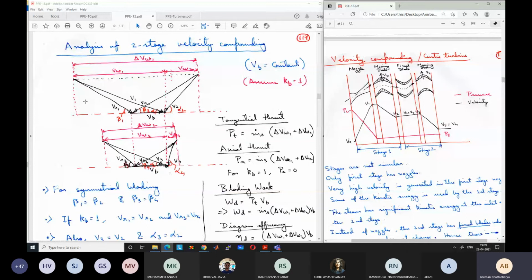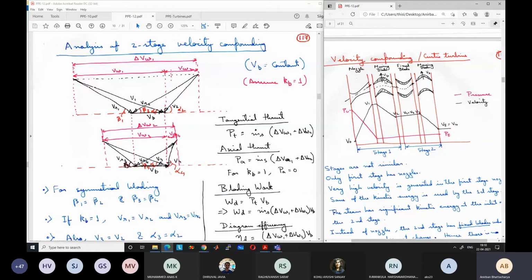Now for the second stage, the inlet velocity is V3 at an angle alpha 3 and the inlet relative velocity with respect to the blade is Vr3 at an angle beta 3. Blade velocity is still Vb. Blades are still moving with the same velocity, right? Because we will assume that the mean diameter is the same and rotational speed obviously has to be the same because they are mounted on the same shaft. So the blade velocity is the only thing which remains the same for each stage. Okay. So blade velocity is still Vb.